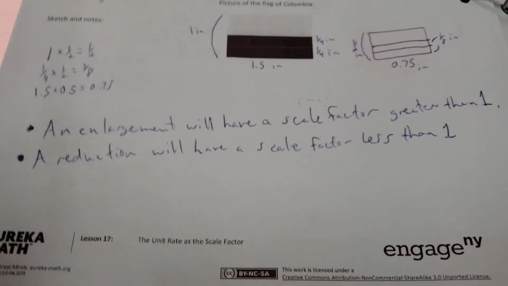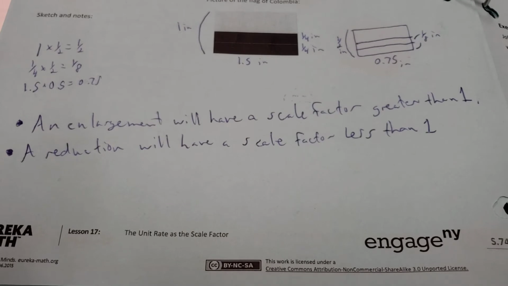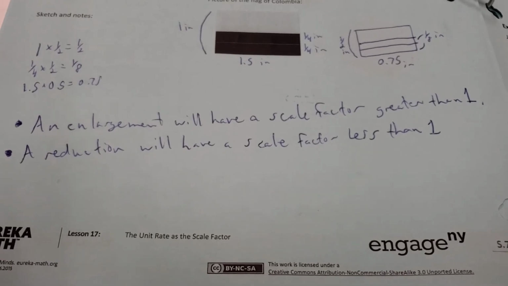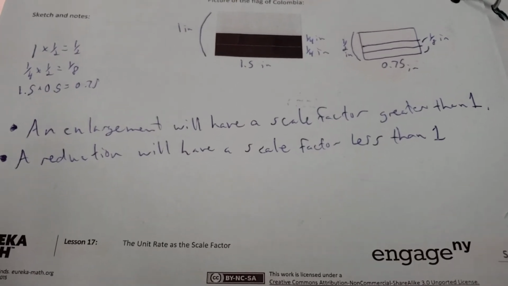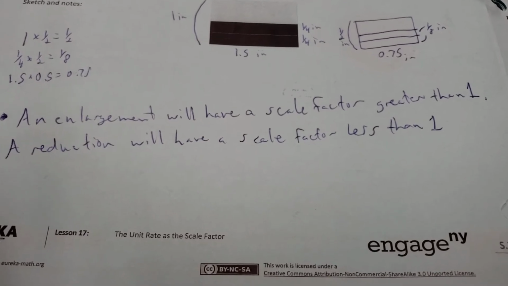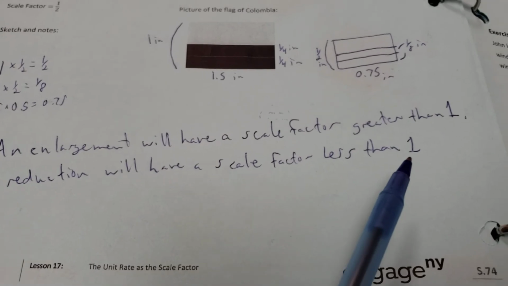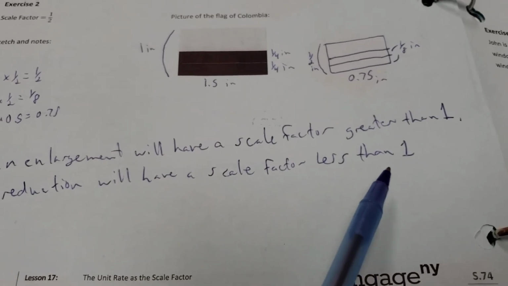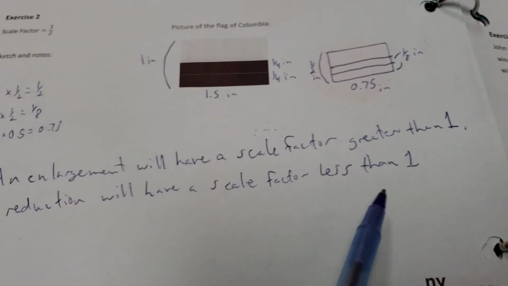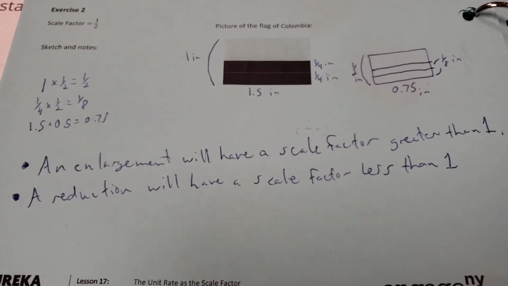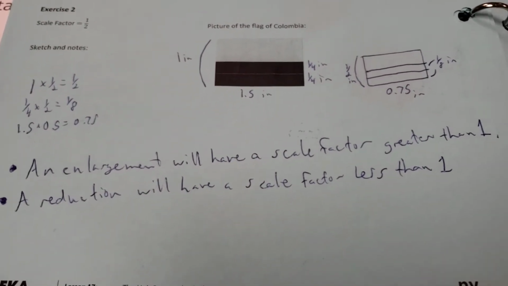So this is an important point here. An enlargement will have a scale factor greater than 1. So it can get twice as big, 3 times as big, 4 times as big, whatever. As long as it's bigger than 1, it's going to be an enlargement. And a reduction will have a scale factor of less than 1. So any fractional amount, I don't care if it's like 7/8 or 1/2 or 1/3, anytime you have a fractional amount like that for the scale factor less than 1, it's going to be a reduction.